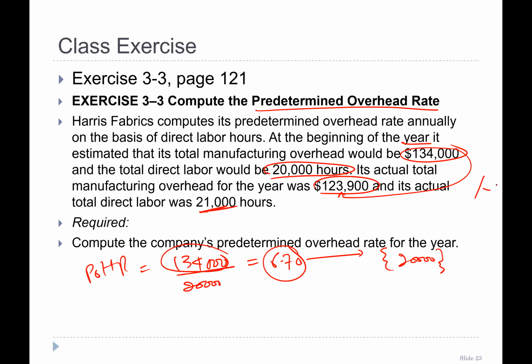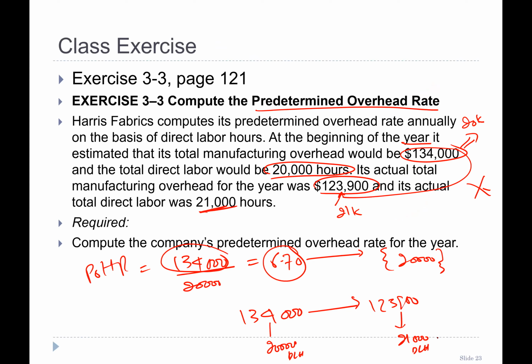Answer is no. Why? Because this cost is on the basis of 20,000 hours and this cost is based on 21,000 hours. You are getting my point, everyone? So in order to compare, we cannot compare these costs with these costs. Why? Because this cost is incurred on 20,000 direct labor hours and this cost is incurred on 21,000 direct labor hours, right?